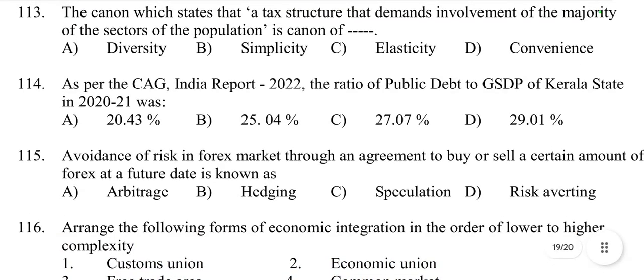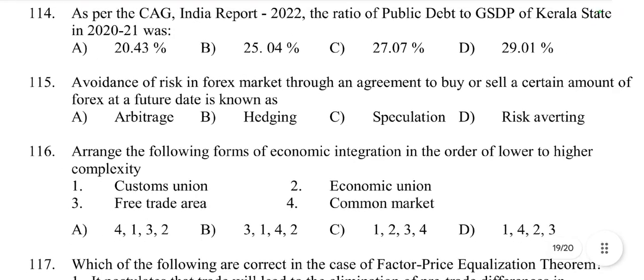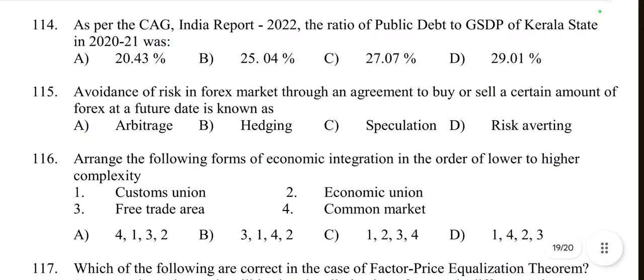Then come to question number 114. It is related to Kerala, let it go. Then question number 115. Evidence of risks in forex, meaning foreign exchange market, through an agreement to buy or sell a certain amount of foreign exchange at a future date is known as arbitrage or hedging. It is called hedging.